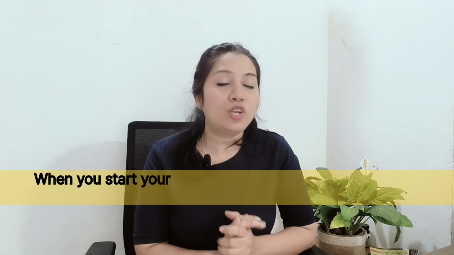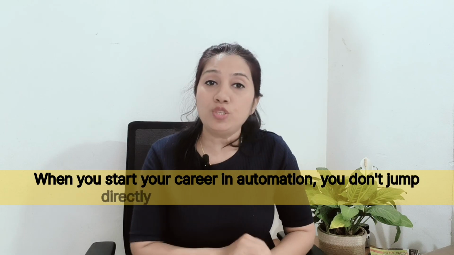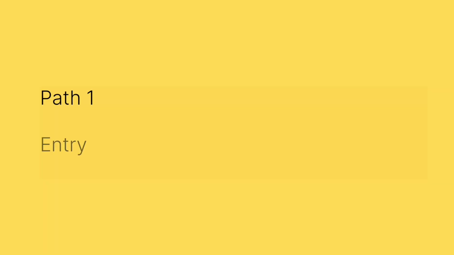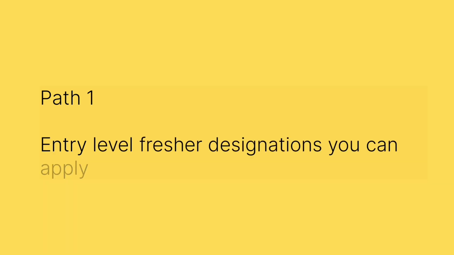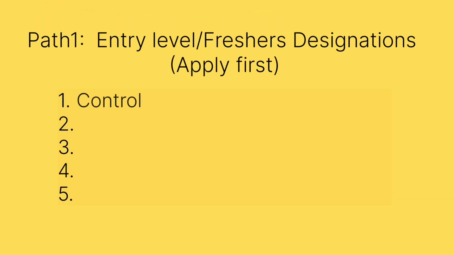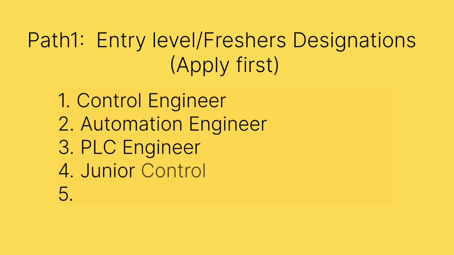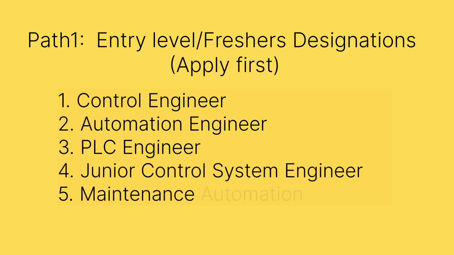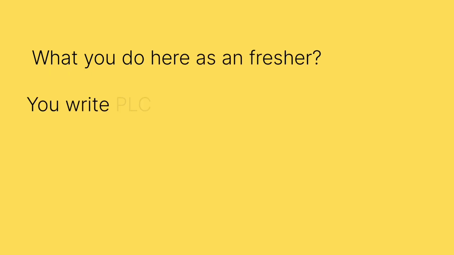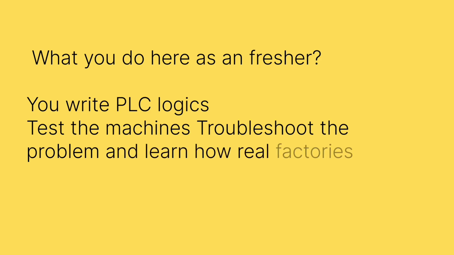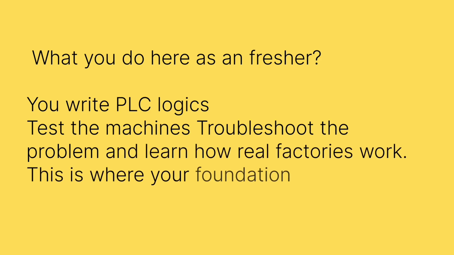When you start your career in automation, you don't jump directly into robotics or management. You grow step by step. Step 1, entry-level fresher designations you can apply first. As a fresher or a beginner, you should apply for roles like control engineer, automation engineer, PLC engineer, junior control system engineer, maintenance automation engineer. What you do here, you write PLC logics, test the machines, troubleshoot the problem, and learn how real factories work. This is where your foundation becomes strong.